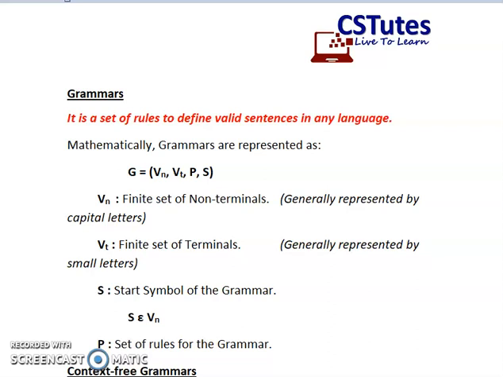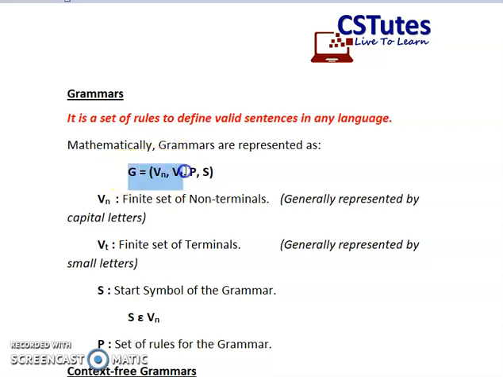Today we are going to discuss context-free grammars. Before going into details of context-free grammars, let us discuss what a grammar is. A grammar is a set of rules to define valid sentences in any language. If we talk about theory of computation, then grammars can be represented mathematically using four tuples.